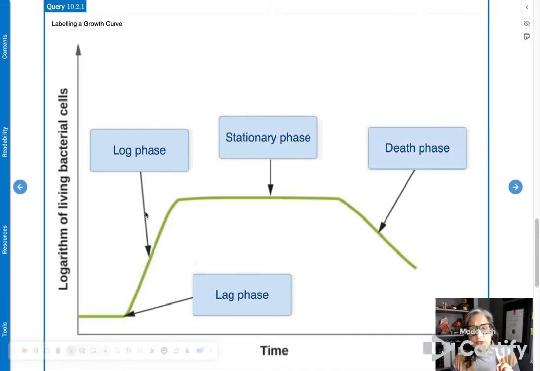Now, one thing I've also noticed with students, they always screw up lag phase and log phase. So perhaps just think they're in alphabetical order. LA for lag comes before LO for log. And I hope that helps you understand population growth curve.